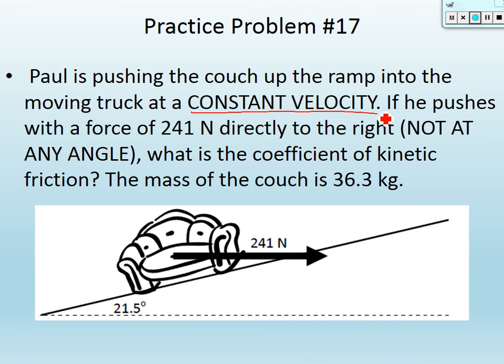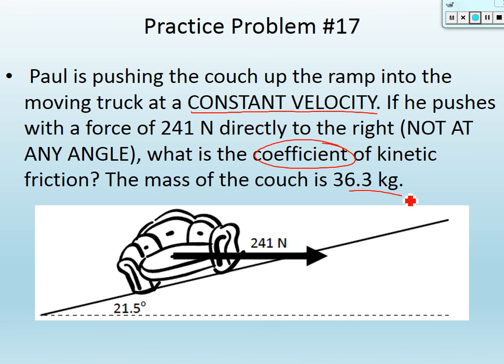That tells us forces are balanced. If he pushes with a force of 241 newtons directly to the right, which means not at any angle, what is the coefficient of kinetic friction? So I really want to know what that coefficient of friction is. And it says the mass of the couch is 36.3 kgs.